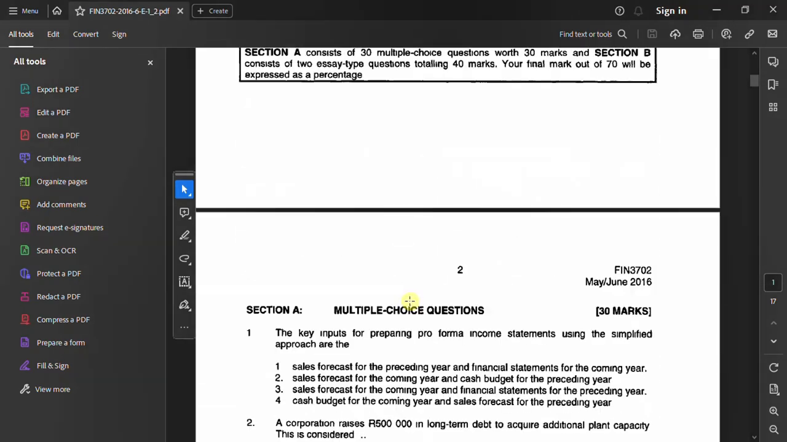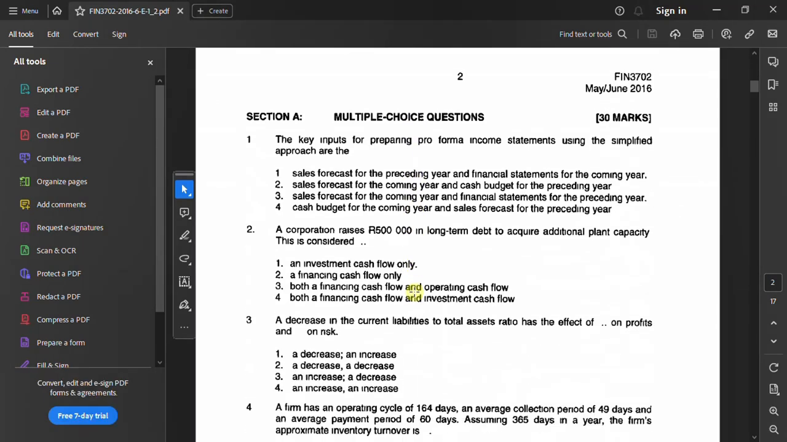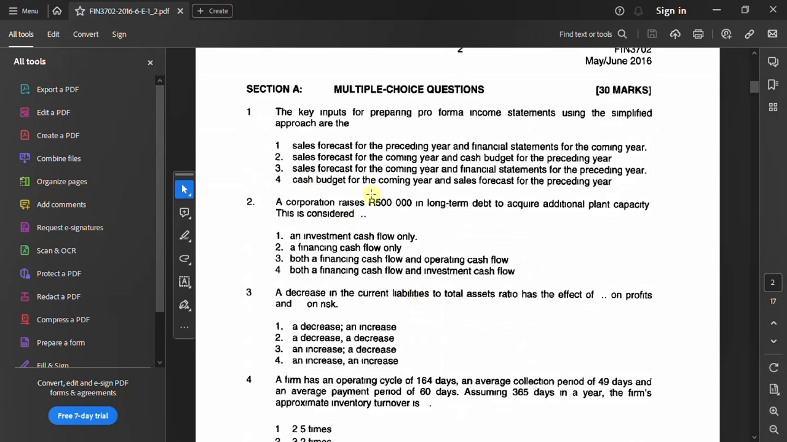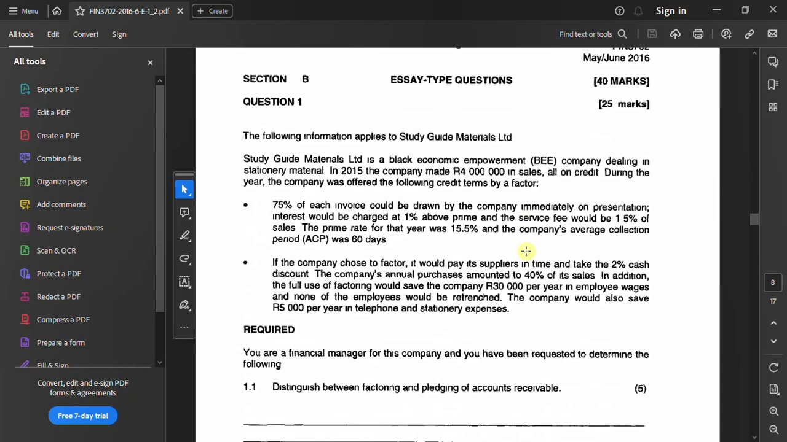So you have a question about the first question, so let's have a look. Answer section A and B. Section A, 30 marks. Okay, this is multiple choice. Yeah, the multiple choice is fine for me. It's the long one, section B. Okay, this is it. Distinguish between factoring and pledging accounts payable.